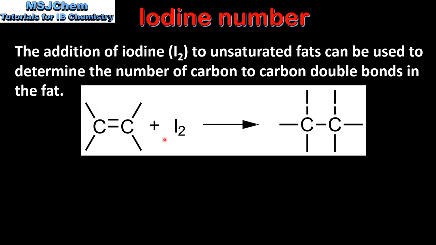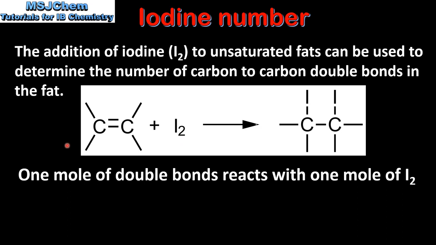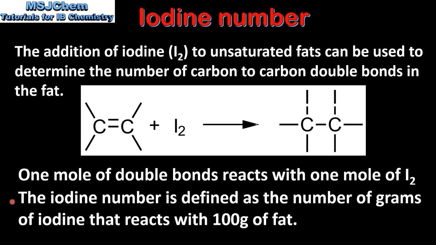Unsaturated fatty acids have carbon-to-carbon double bonds. These undergo addition reactions with iodine. From this equation, we can see that 1 mole of double bonds reacts with 1 mole of iodine. The iodine number is defined as the number of grams of iodine that reacts with 100 grams of fat.